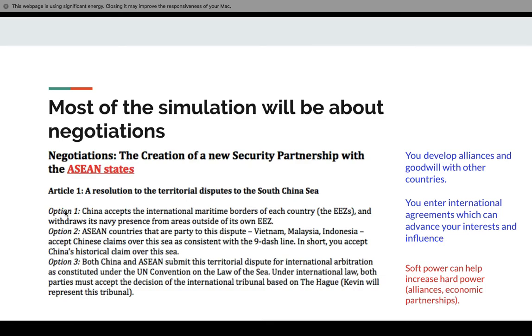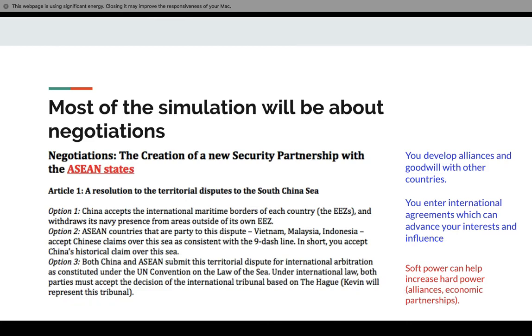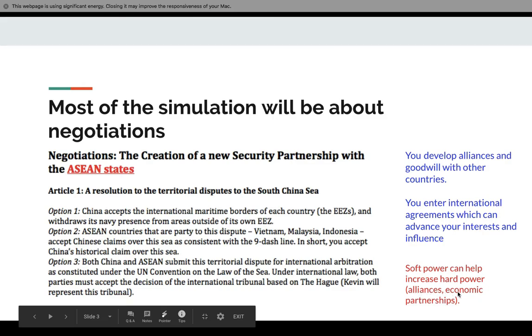Now, diplomacy is really good for countries because you can develop alliances and goodwill with other countries. You can enter into international agreements which advance your interests and influence. For instance, by engaging in a trade agreement, you can take advantage of comparative advantage. So ultimately, soft power is actually connected to hard power. Soft power can increase hard power because by engaging in these agreements, you can start developing good relationships, which can become alliances and economic partnerships.